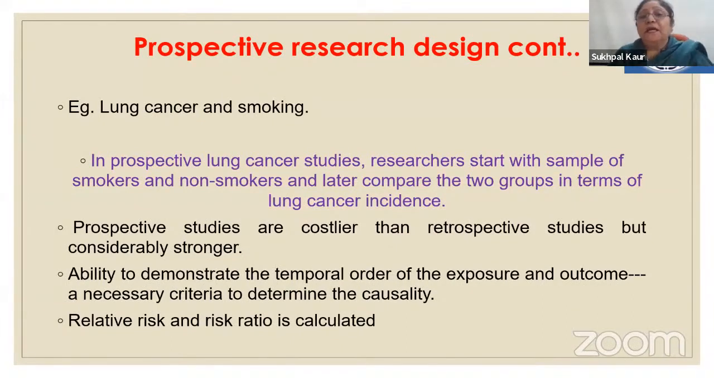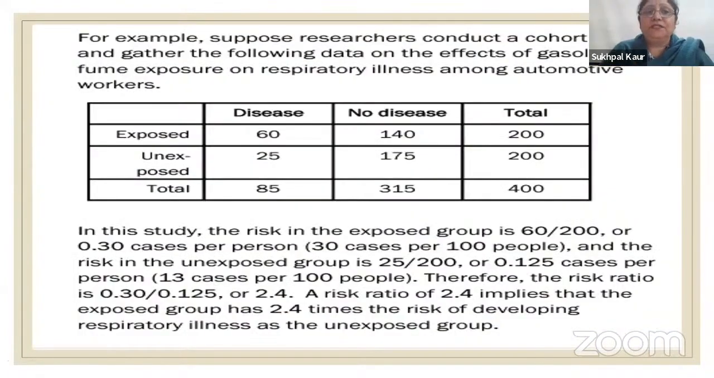And prospective studies are considerably costlier than the retrospective studies, and definitely they are stronger than the retrospective studies, because we have to follow up a group of people over a period of time. The ability to demonstrate the temporal order of exposure and outcome is definitely a necessary criterion to determine causality. And here we are looking for the relative risk and the risk ratio, which is calculated in the prospective research studies.